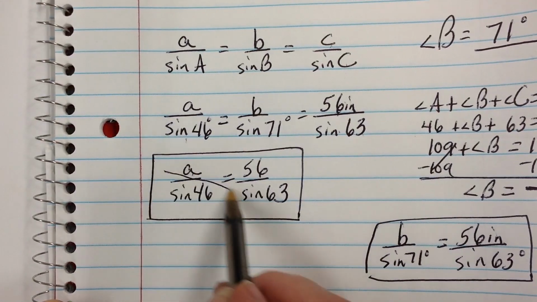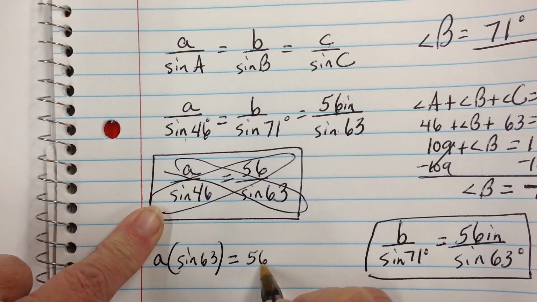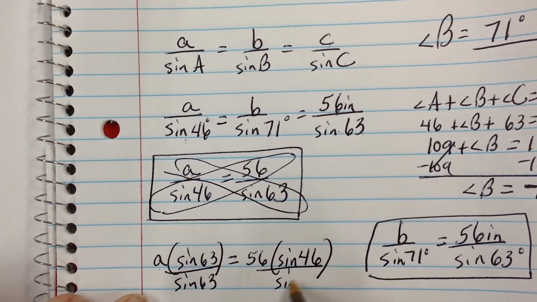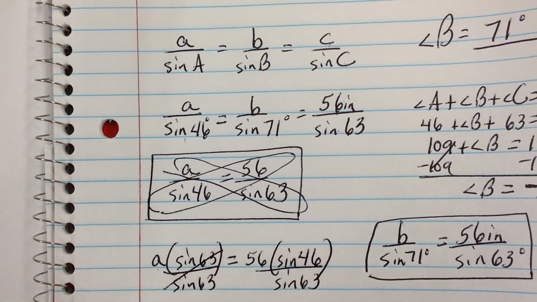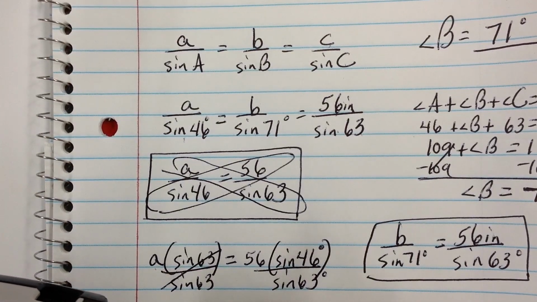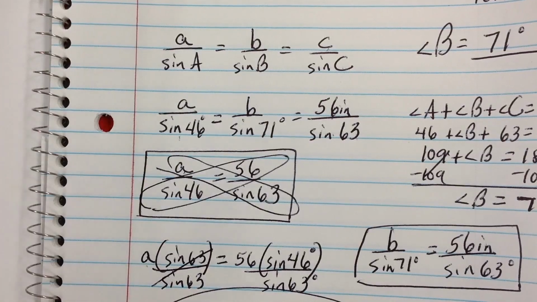So let's solve for a here using cross multiplication. So I have a times sine of 63 equals 56 times sine of 46. Solving for a, divide both sides by sine of 63. The sine of 63's cancel. So now let's put this in our calculator. So we have 56 times sine of 46 degrees, and then we're going to divide that value by sine of 63 degrees. When you do, you end up with 45.2 if we round it to the nearest tenth, inches. So, side a is 45.2 inches.